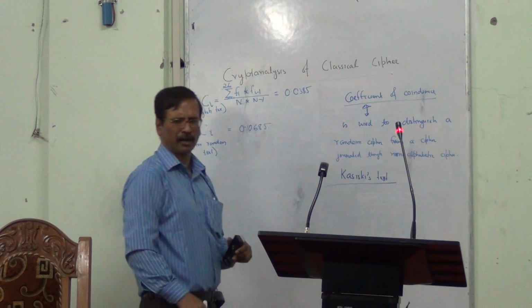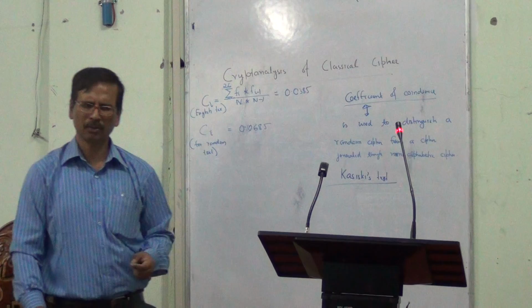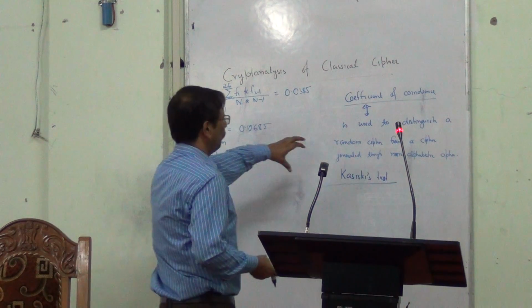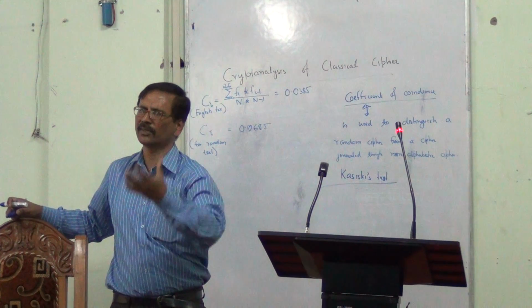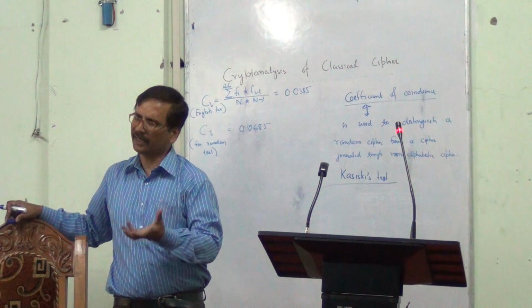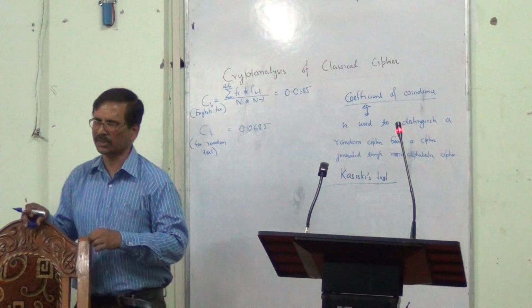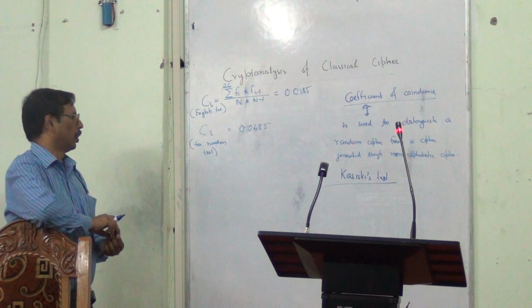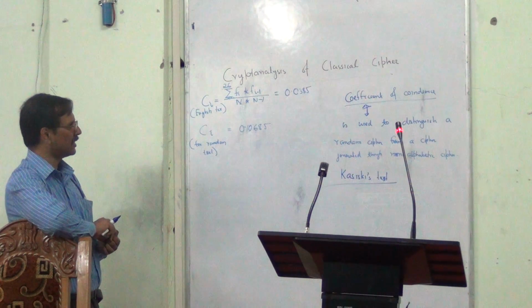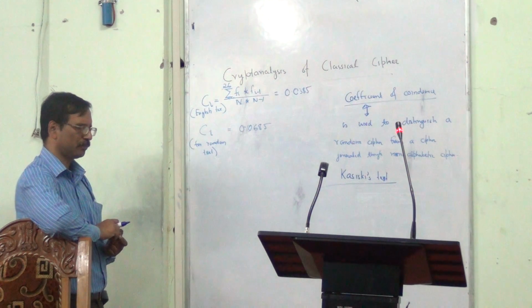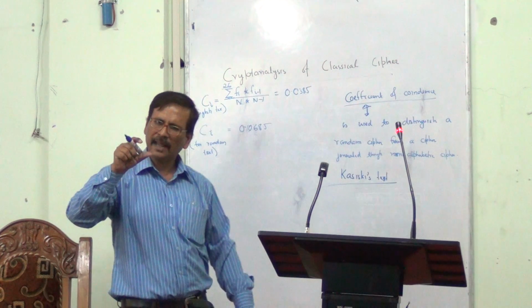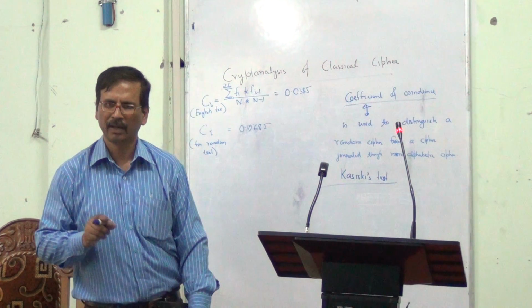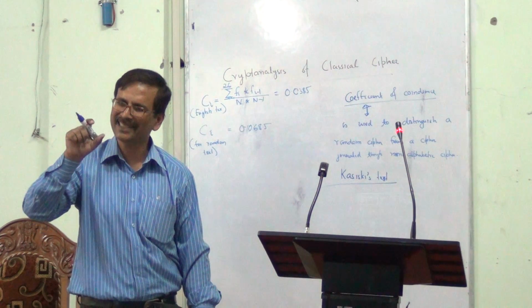Kasiski has given a particular way to find the first approximate guess regarding the size of the key. But then it has to be verified using the index of coincidence. So what Kasiski says is that if you find the same group of symbols of at least length 3.